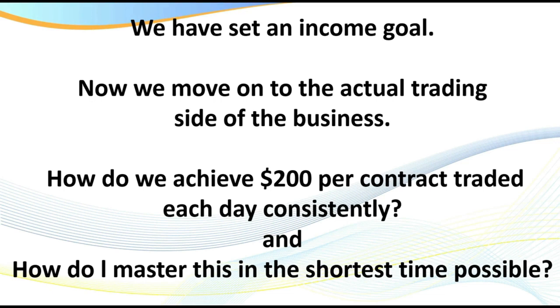So we've set the goal. Now how do we actually consistently achieve 200 a day? First of all, you really need to be going for 300 a day. Why? You are going to have down days. So my risk would be $300 a day per contract, and I've got a target of 300 to make up for any losses.